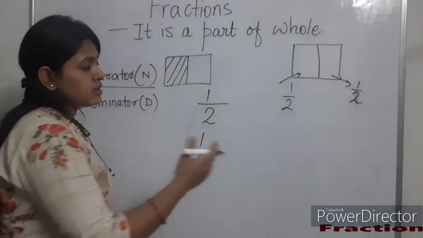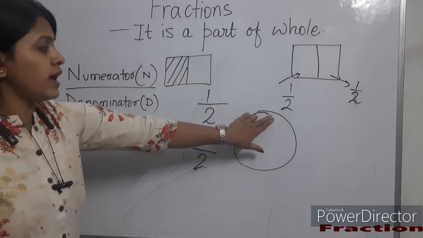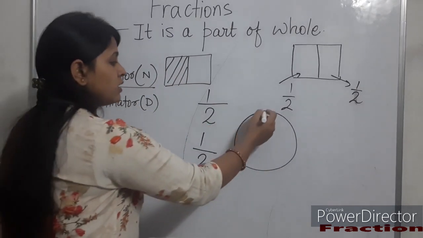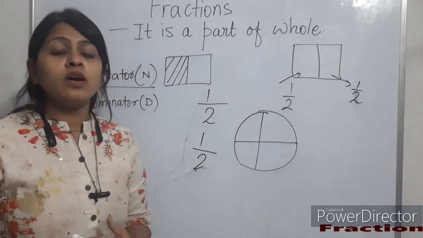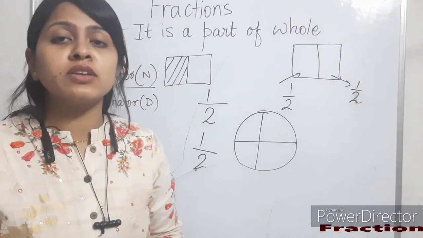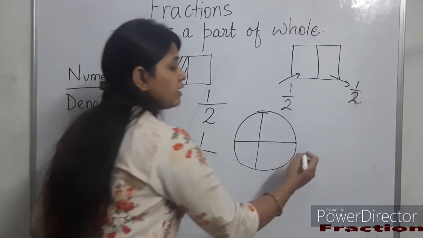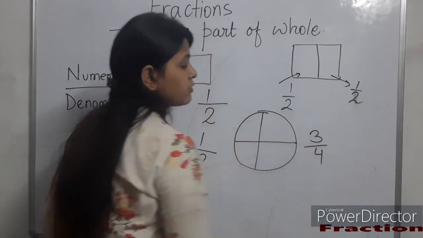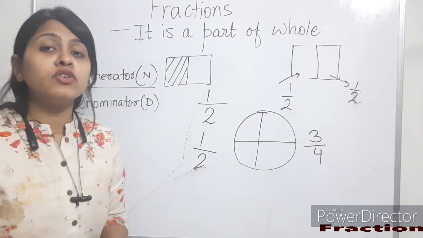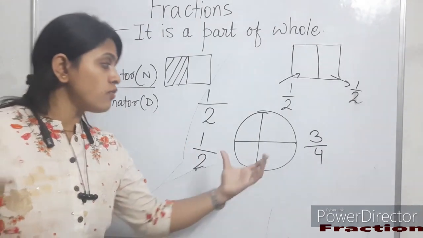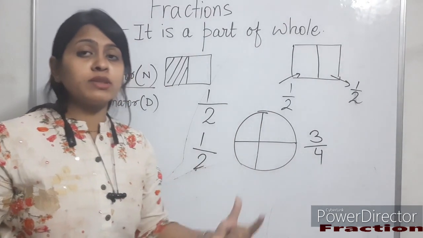Now in another figure, suppose I have drawn a circle, and there are 4 parts of the circle. Which type of question will come in front of you? Color 3/4 of the figure. So here we have to color 3 by 4ths. 3 by 4ths of what? 3 by 4ths of the whole. The whole is the circle, and we have to color the 3 by 4th part.